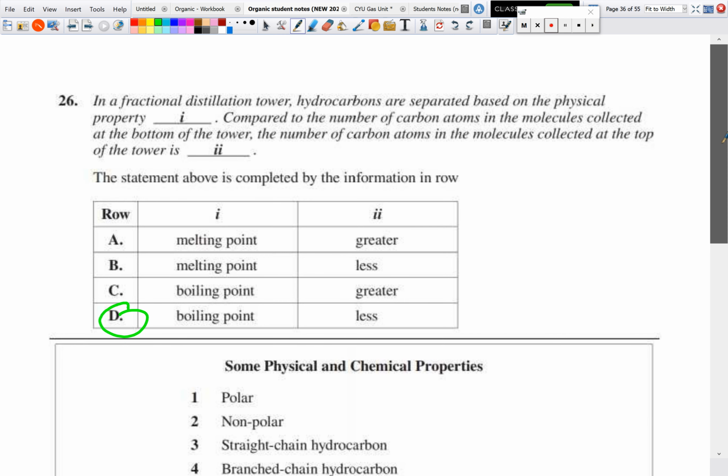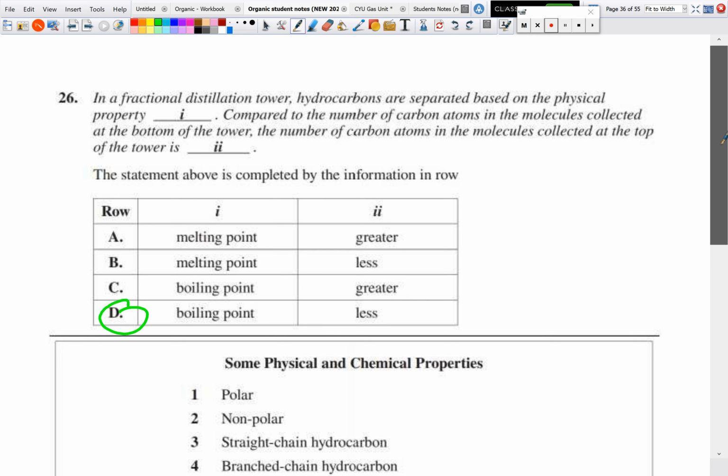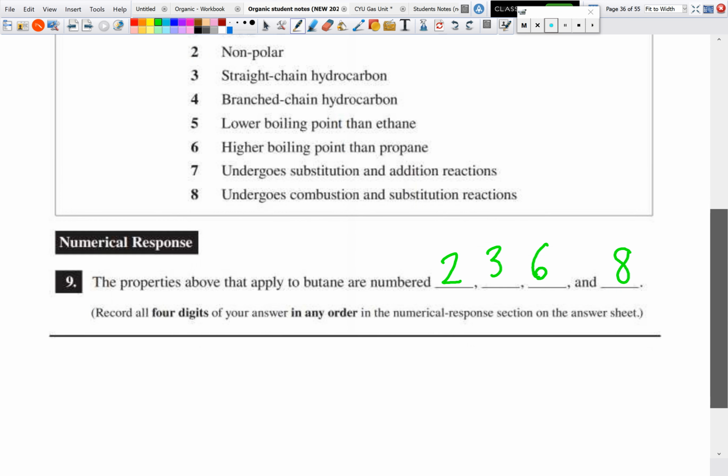The next one, we have the fractional distillation tower. Hydrocarbons are separated based on physical properties, so boiling point, compared to the number of carbon atoms in a molecule collected at the bottom of the tower. The number of carbon atoms in the molecules collected at the top of the tower is less. At the bottom they're bigger, with more intermolecular forces and higher boiling points. Up at the top, fewer intermolecular forces, so less.